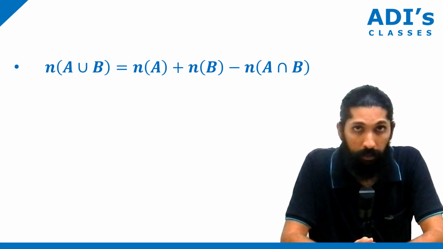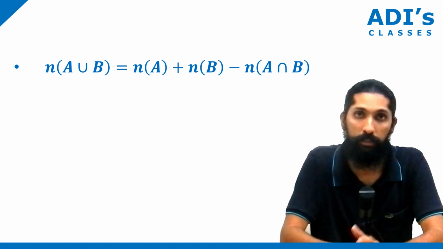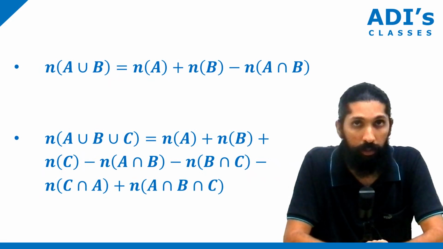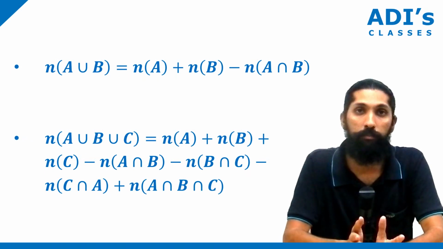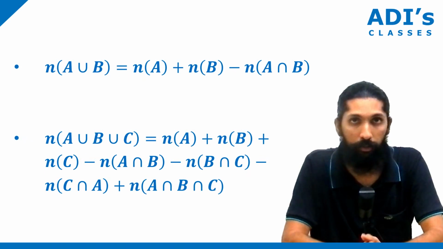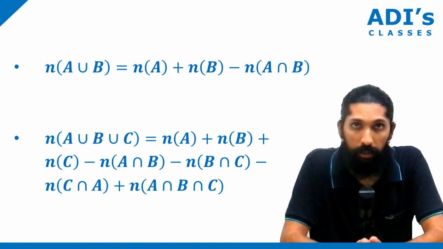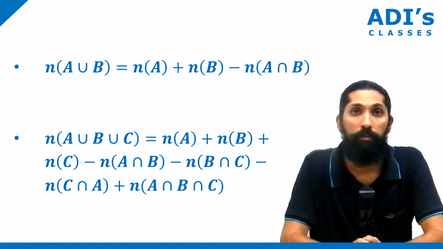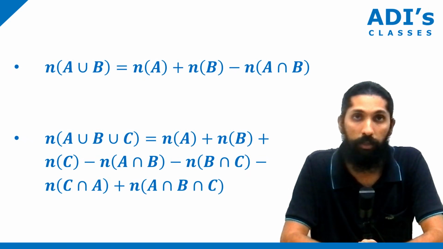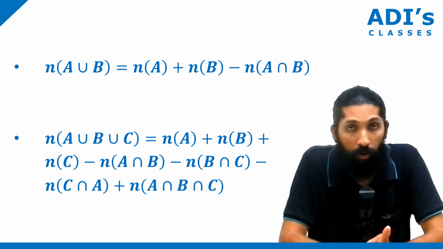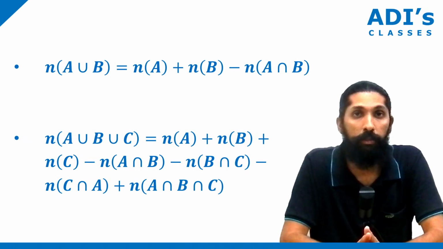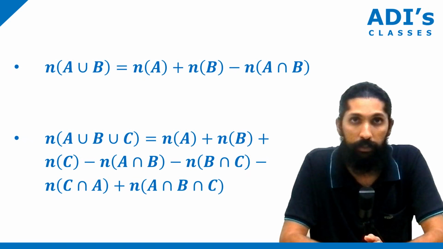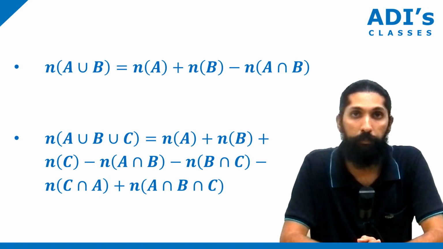Then we did the same thing. We extended that into three sets. So n(A union B union C) becomes n(A) plus n(B) plus n(C) minus n(A intersection B) minus n(B intersection C) minus n(C intersection A) plus n(A intersection B intersection C). Right? Now, all these formulas, all these properties, the range and different types of sets, this is the entire chapter of sets.